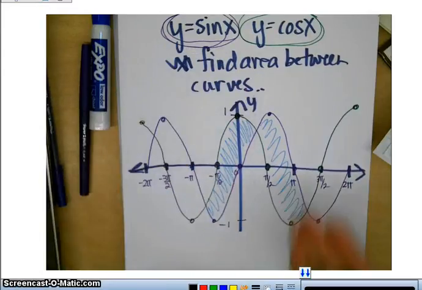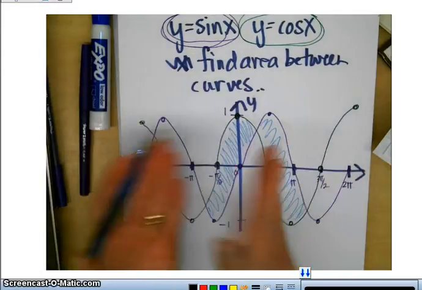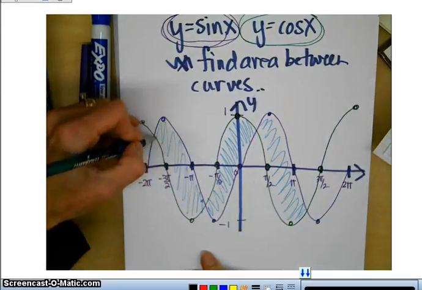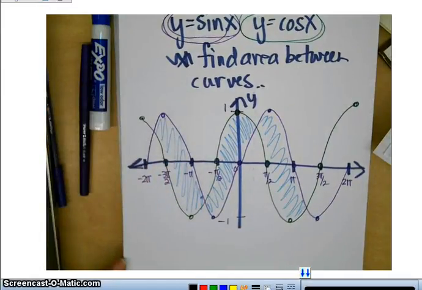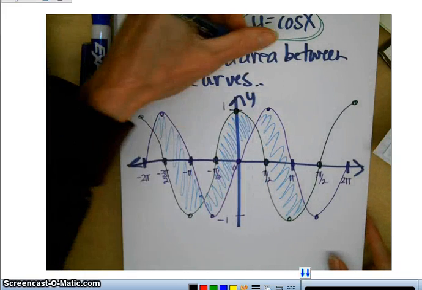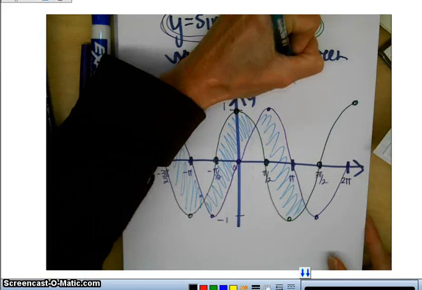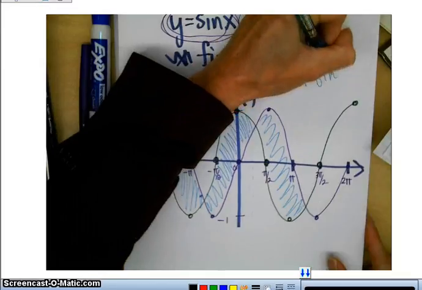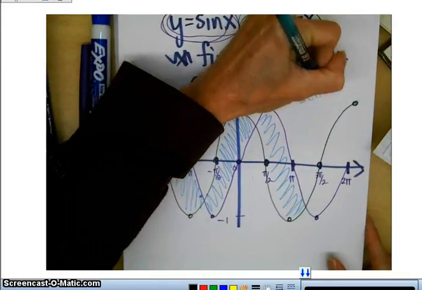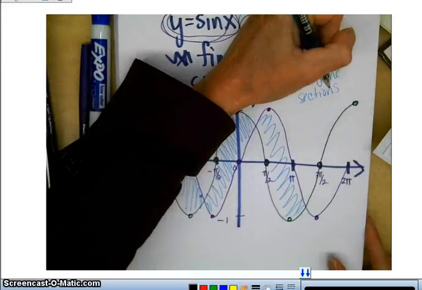Pi over 4. This shape is the same as this shape. They're just reflections of each other. Is this the same shape? Yes, it is. So what if I ask you to find the area of one section? Find the area of one of the sections that are bounded, and then you could multiply by infinity.